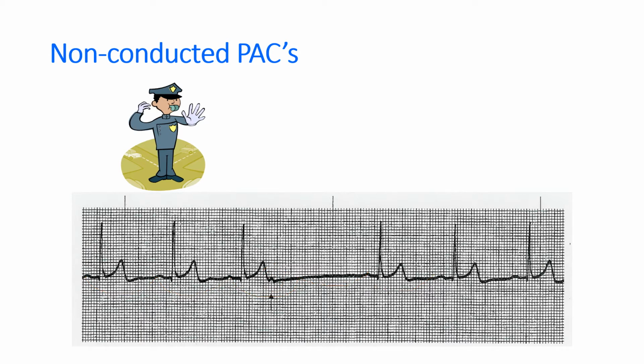Again, it could be missed. It looks almost like a pause, but you always have to look at the baseline to see what else is going on to see if it is a non-conducted P. Sometimes you might see a P in the T, so if the T wave is bigger and you have this pause, it could be a non-conducted P as well.